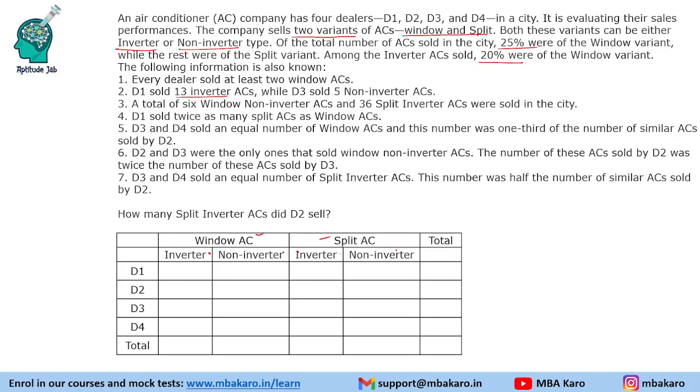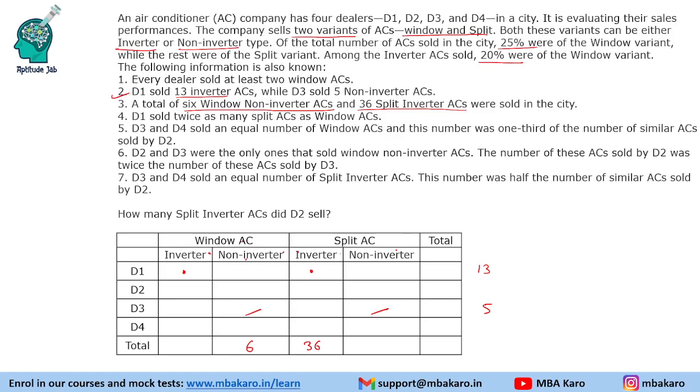D1 sold 13 inverter ACs and D3 sold 5 non-inverter ACs. D1 sold 13 inverter ACs. So let us put this number as 13. And D3 sold 5 non-inverter ACs. So these stand for 5, right? Then we have a total of 6 window non-inverter ACs. Window and non-inverter, that is 6, and 36 split inverter ACs. So split AC inverter is 36.